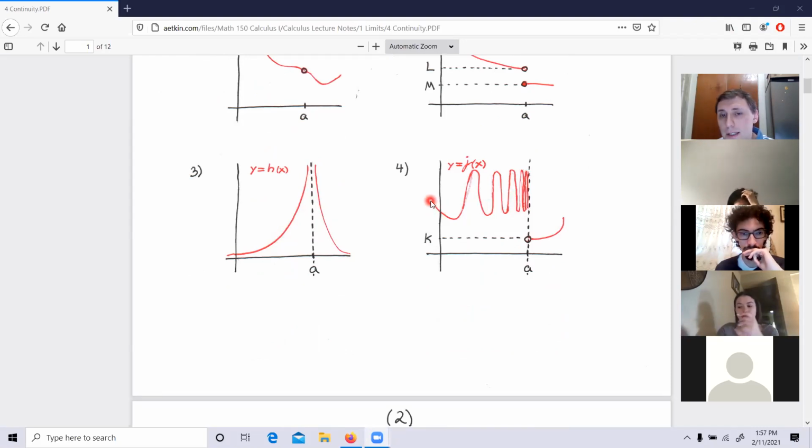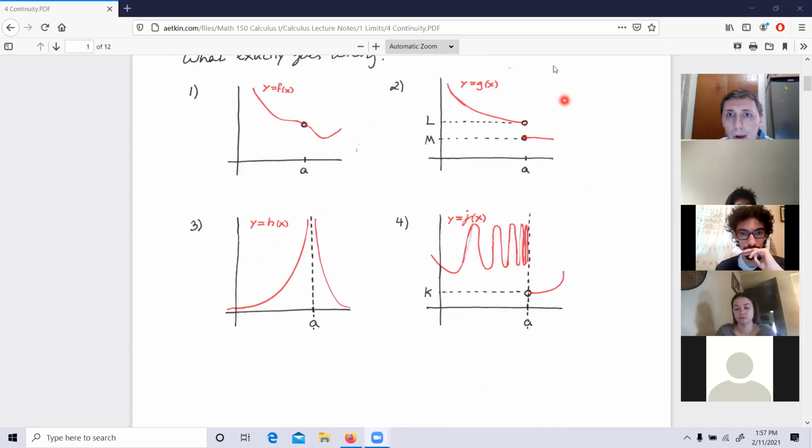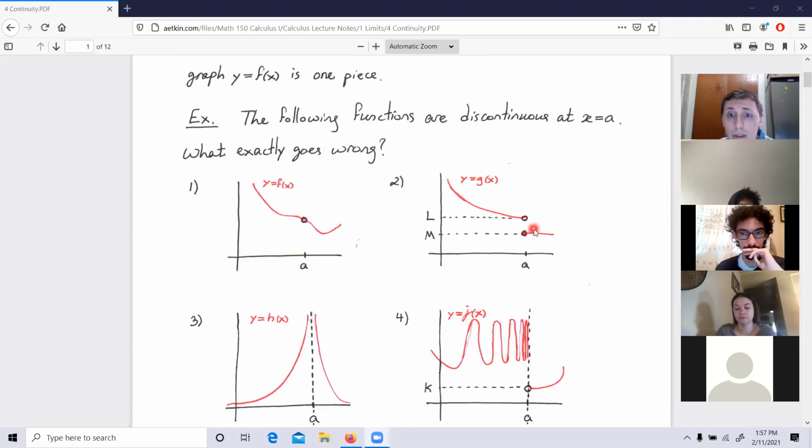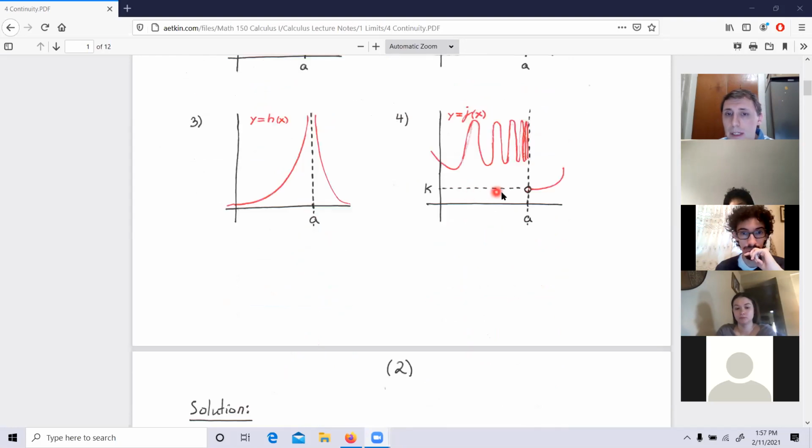So next is this situation. What situation does it describe? Okay, so you mean g of a. This is just the number M that you get in the limit. g of a could be constant, it doesn't matter. The limit is M. Good.